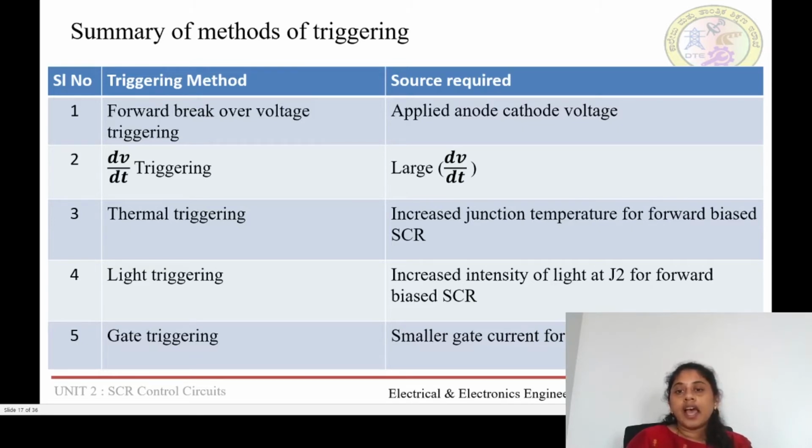That is, a large rate of change of voltage is applied across the anode and cathode. Once there is large dV by dt, there will be large charging current and the SCR is said to be turned on. In the third method of triggering, that is thermal triggering, there will be increased junction temperature for a forward biased SCR. With increase in the temperature, the junction J2 breaks down at some point of time and current starts flowing through the SCR, and hence the SCR is said to be thermally triggered.